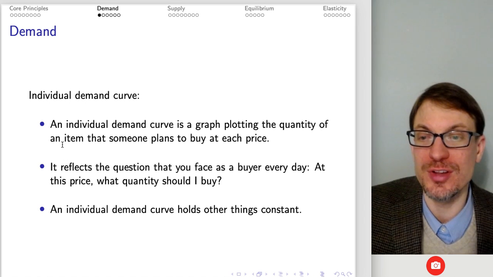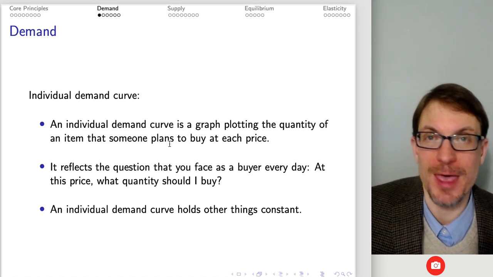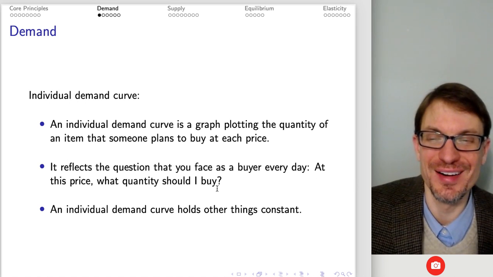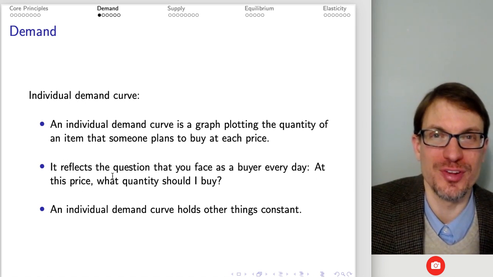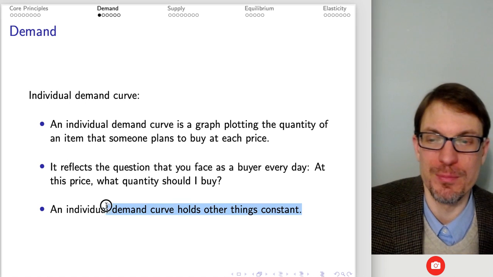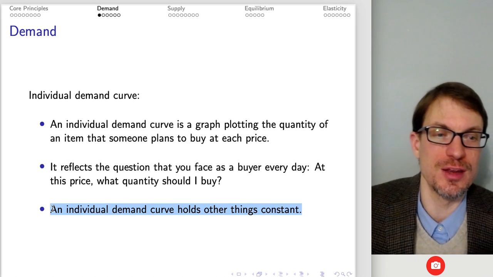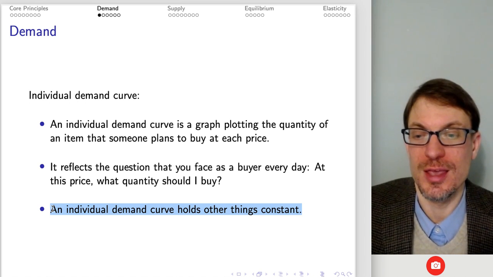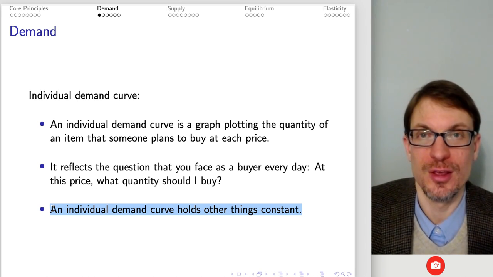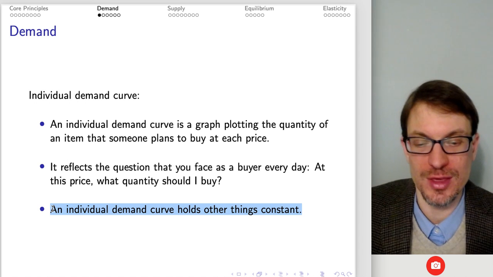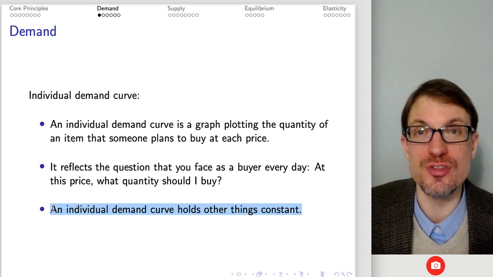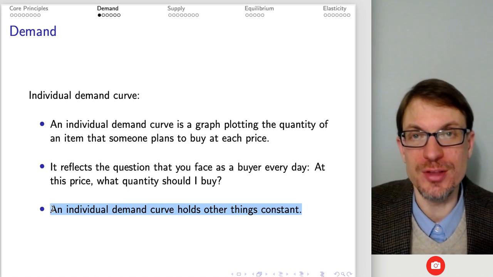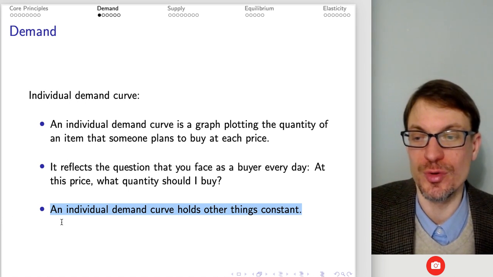It plots the quantity of the item that somebody wants to buy at every price. And it shows the decision we might face as a buyer. At this price, what's the quantity I ought to buy? And the important detail for the individual demand curve, and actually for an ordinary demand curve, the market demand curve, is that it is holding other things constant. So we're holding constant anything else that could change your plans, and we're looking at just a different price, what's the quantity, right? And that's what we're doing with the individual demand curve.